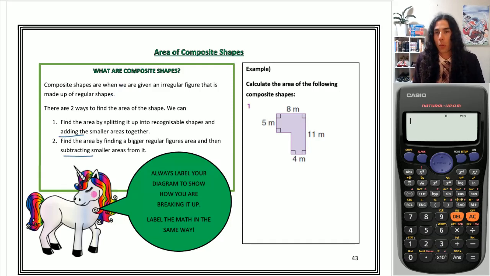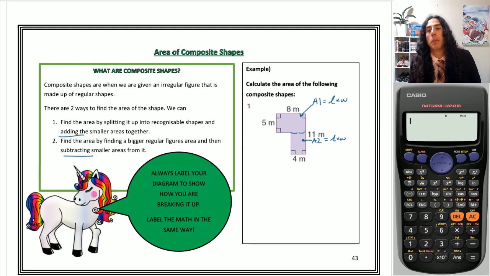So this example 1, how am I going to do it? I could add, this one is actually maybe subtract. No, I'm just going to go addition. Just stick with the standard way. So we have here, I've made my little cut. I'm going to give it a name. That's A1. I'm going to call this one A2. And the formula for both of those is length times width.